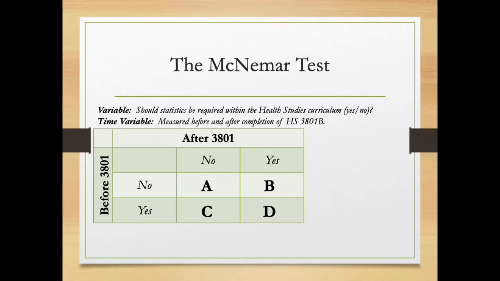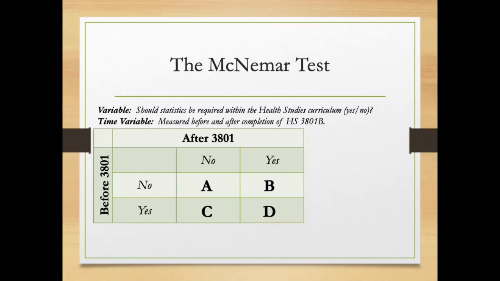Well, if no one changes their mind in either direction, then the values of B and C will both be equal to 0. That's a pretty unrealistic expected value, though. At the very least, we would expect some random fluctuation in opinion. What we're really interested in is whether or not the probability of changing your mind from no to yes is equal to the probability of changing your mind from yes to no. If the probability of these two events is equal, then there's no effect of the independent variable.